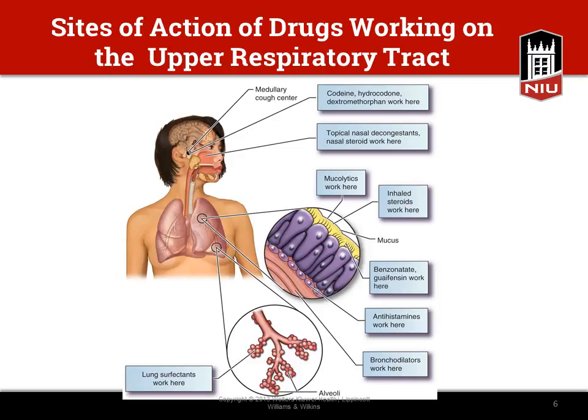We can see then in the nasal cavity, that's where our topical nasal decongestants as well as our nasal steroids will work. The inhaled steroids that we're going to talk about in chapter 55 work down within the lungs. Our expectorants are working down within the mucal layer within the lungs, down by the cilia here. The antihistamines are working in the layer just below that, and the bronchodilators that we'll talk about in a later chapter are working more on the smooth muscle within the lungs. Finally, our lung surfactants are working within the alveoli.